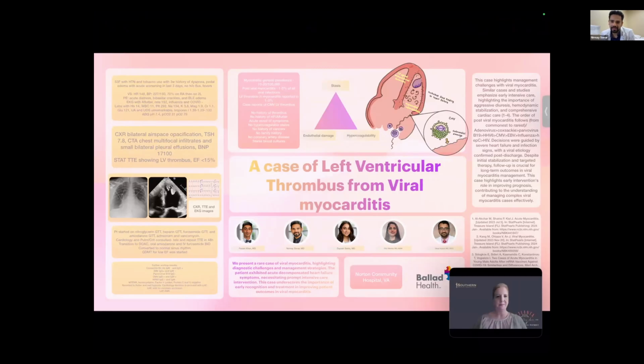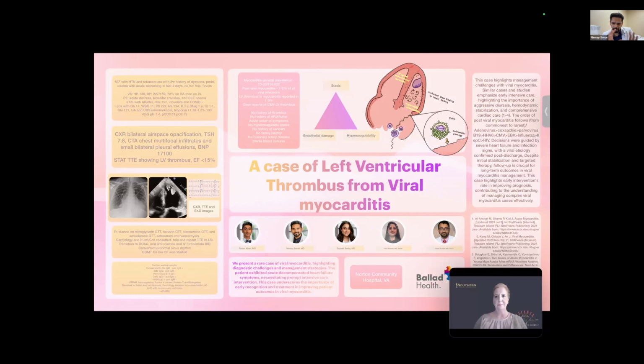Today we're just having a pretty casual discussion on this one case that we had. It seems like we had left ventricular thrombus from a case of viral myocarditis. Our objectives here are basically just to highlight the complex viral myocarditis etiology, pathophysiology, and how different management strategies can lead to better outcomes.